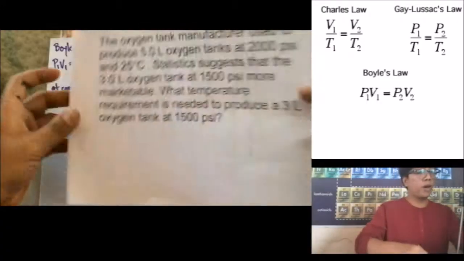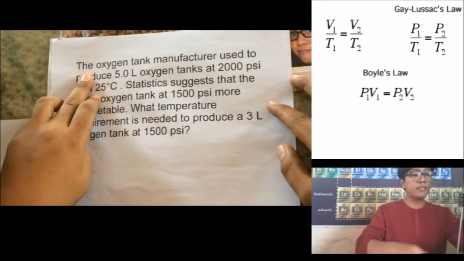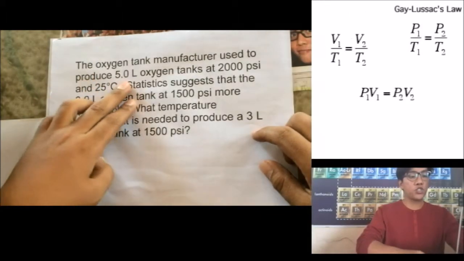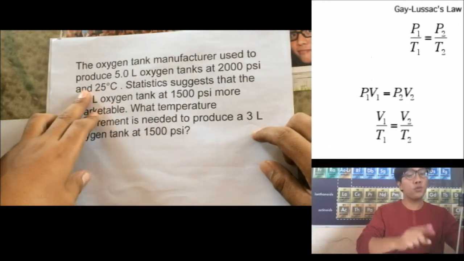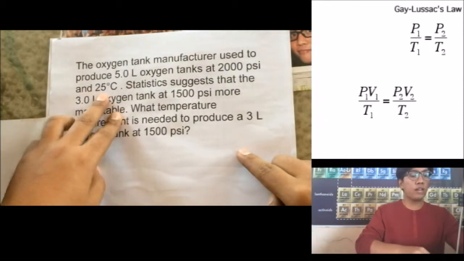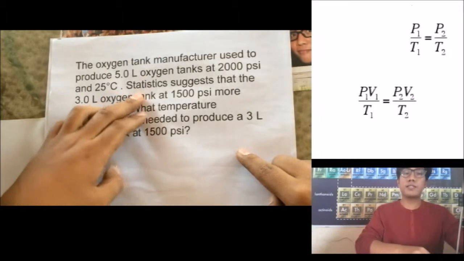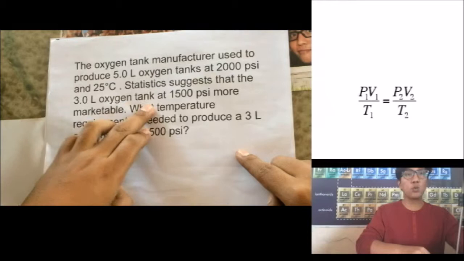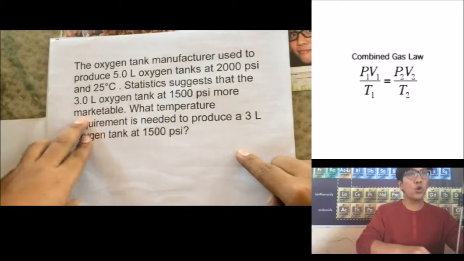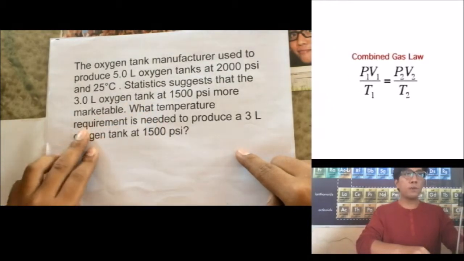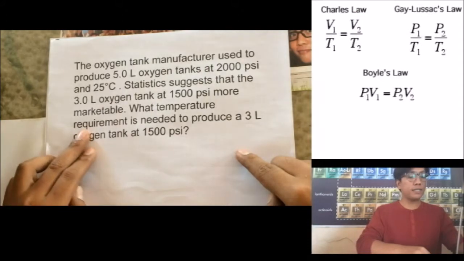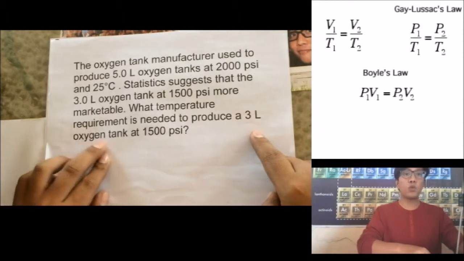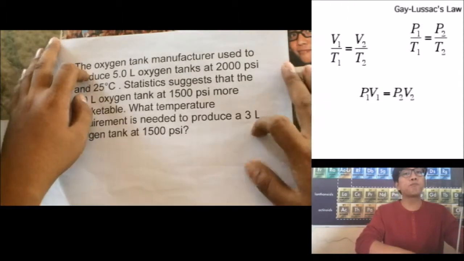Okay, so I have here a problem. The oxygen tank manufacturer used to produce 5.0 liter oxygen tanks at 2000 psi and 25 degrees Celsius. Statistics suggest that a 3.0 liter oxygen tank at 1500 psi is more marketable. What temperature requirement is needed to produce a 3 liter oxygen tank at 1500 psi?